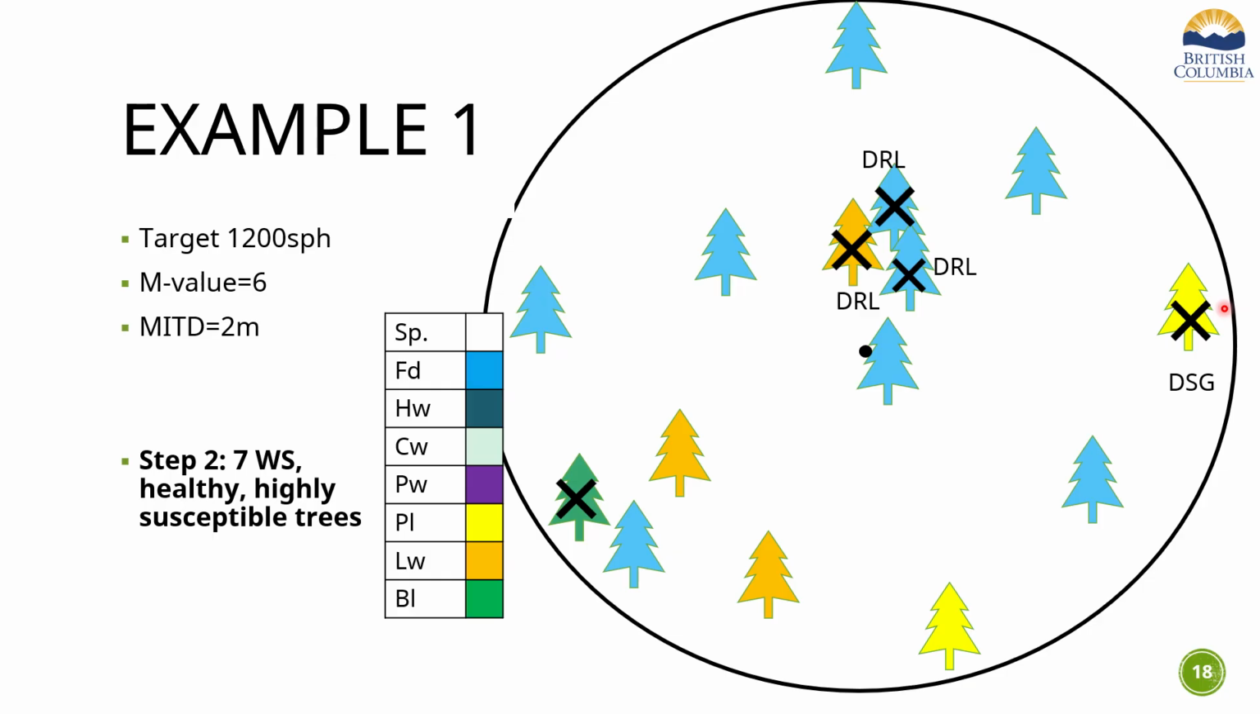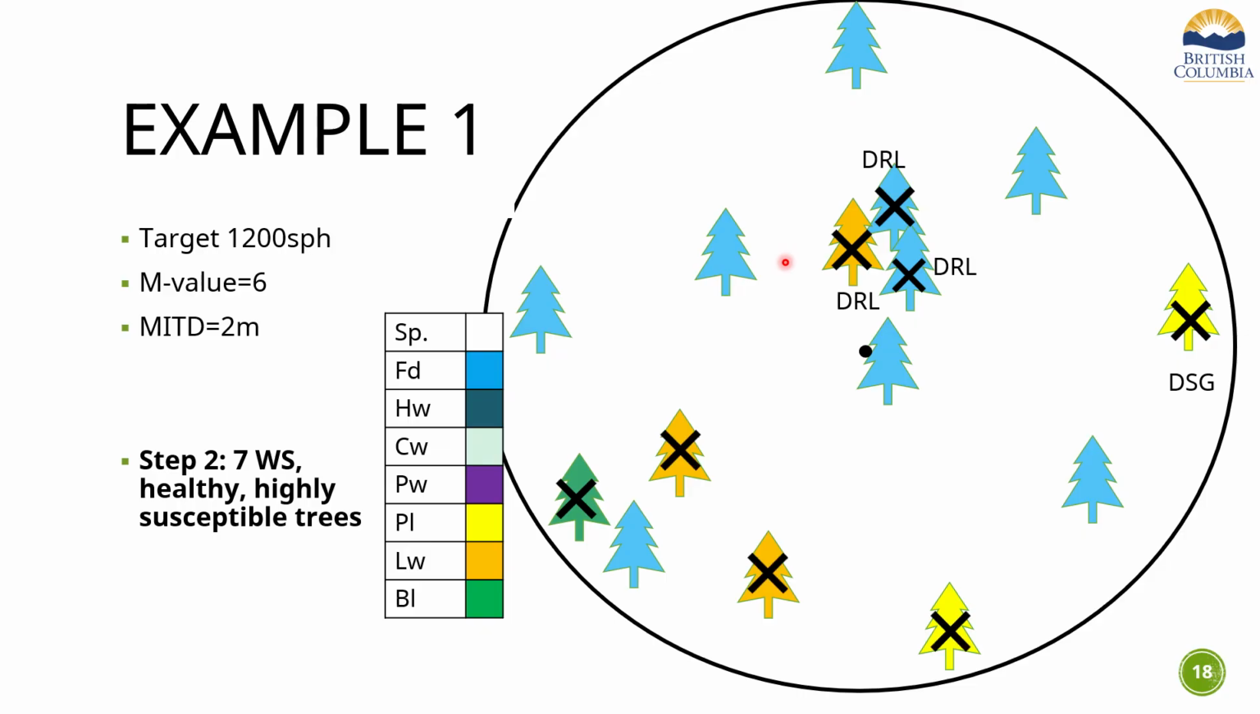So now we need to consider what species are highly susceptible to laminated root disease. So if we bounce back to the last table, it's Douglas fir, grand fir, Amabilis fir, and mountain hemlock. In our plot, our remaining trees are Douglas fir, larch, and lodgepole pine, all preferred species. But the pine isn't highly susceptible, so it's going to get an X. And the larch also isn't highly susceptible, so it's going to get an X, despite the fact that we actually have an infected larch tree in our plot.